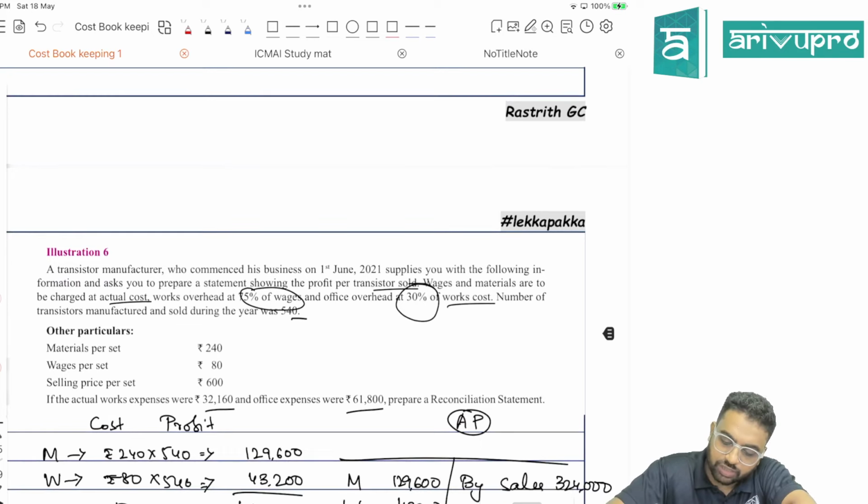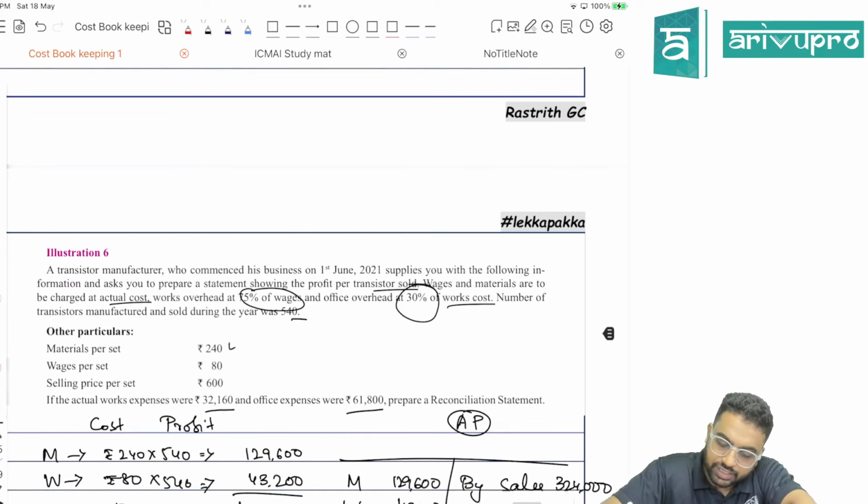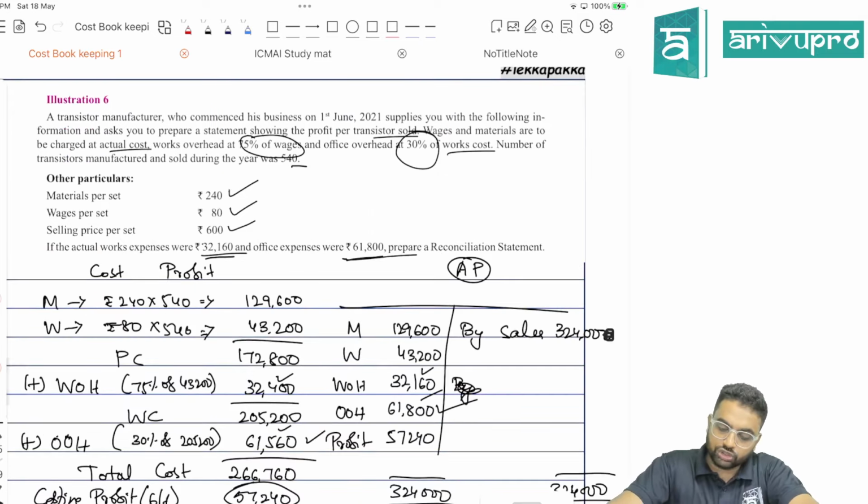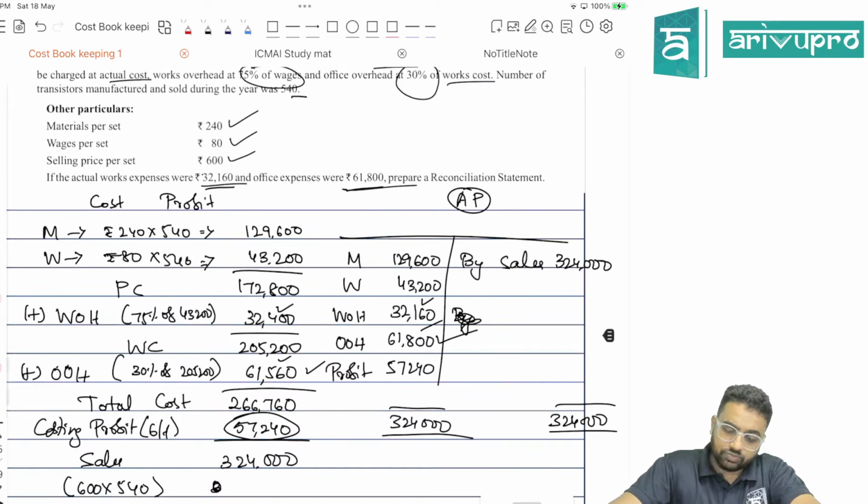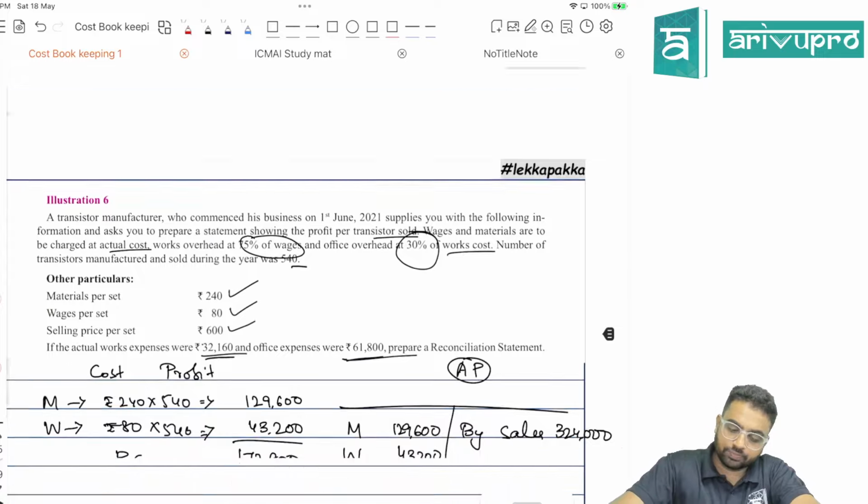Number of transistors manufactured and sold, material per set, wages per set, selling price per set, and actual expenditure are given. Work expenditure is 32,160. That is factory overhead. Administration overhead is 61,800. So what should we do, sir? First, we should prepare a cost statement.